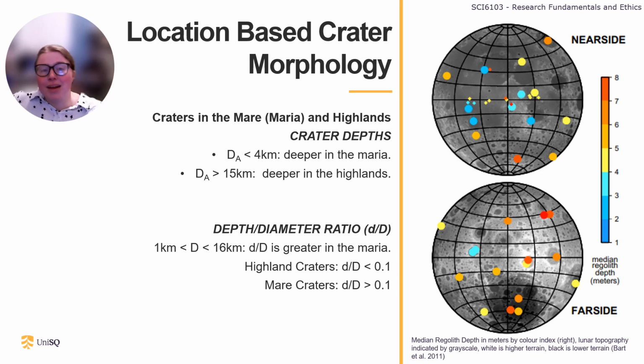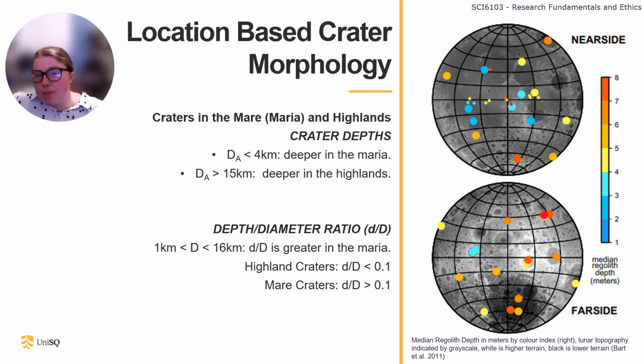On average, Mare craters have a depth-diameter ratio greater than 0.1, whereas most highland craters have a depth-diameter ratio less than 0.1. And it turns out the crater density in a region also impacts the depth of craters. Deeper craters are formed on younger surfaces with lower crater density.